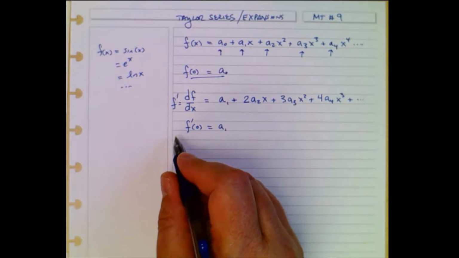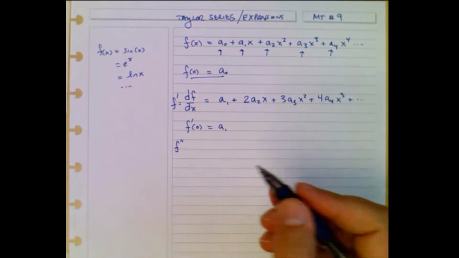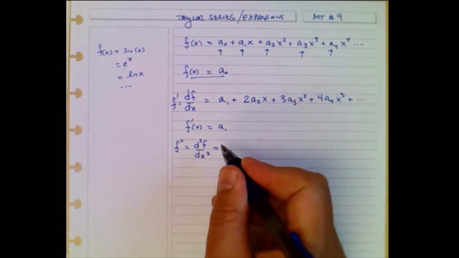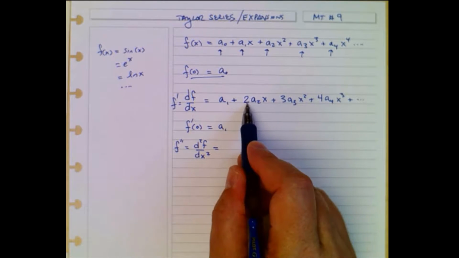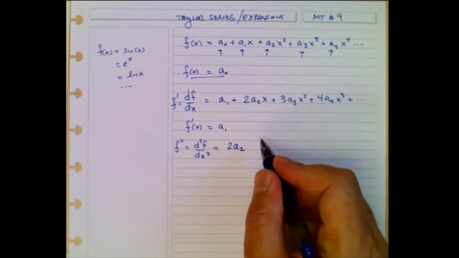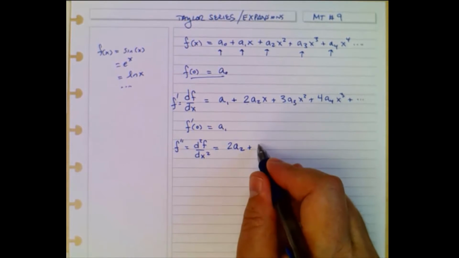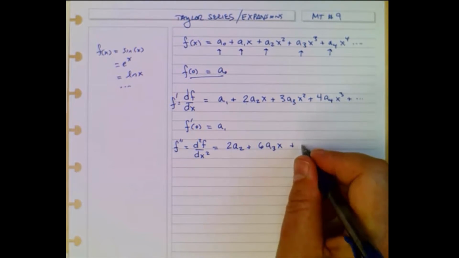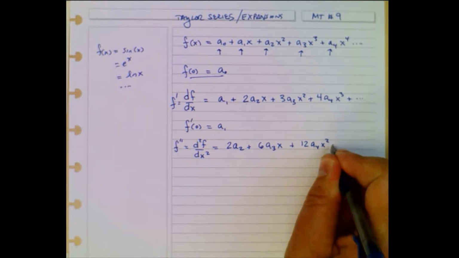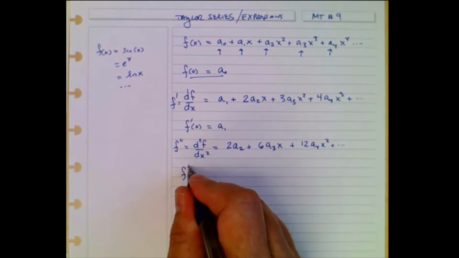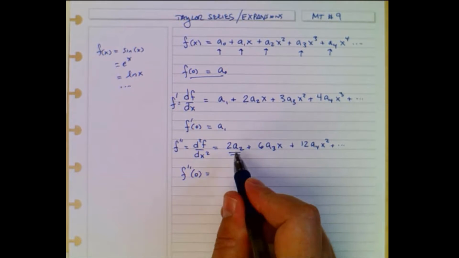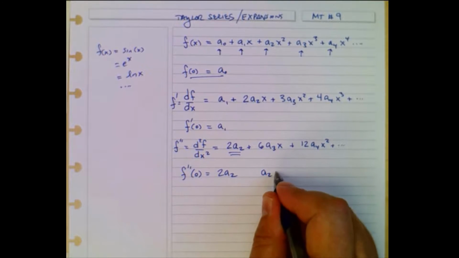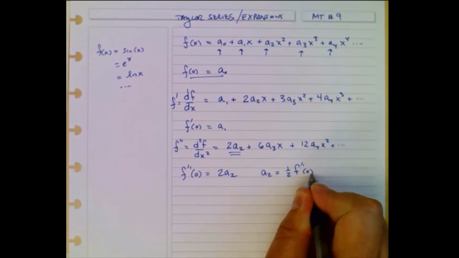And likewise, then, what if I take the second derivative? That's f double prime. That's d squared f dx squared. That's going to be, I'm going to drop the a1. I'm going to be left with a leading term of 2a2. I'm going to drop a 2 down here to make this 6a3x plus 12a4x squared, and so forth. If I take f double prime at 0, I'm going to get 2a2. So that a2 is 1/2 f double prime at 0.